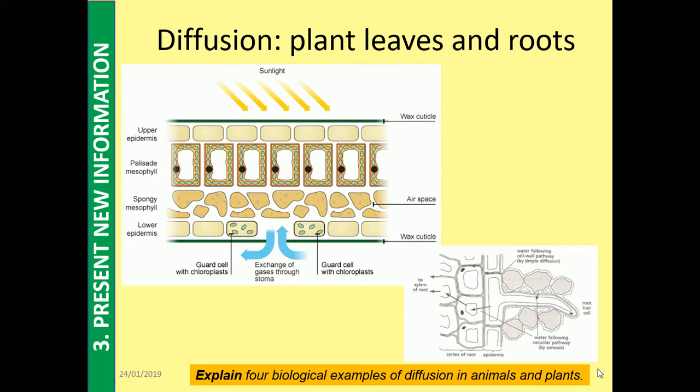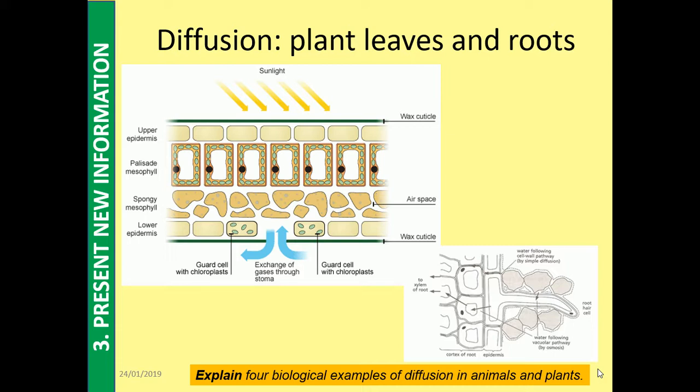And then we've got our last diffusion example, which is in the leaf of a plant. And in the plant we have the photosynthesizing cells, so it's the reverse reaction of respiration, and in those photosynthesizing cells we have oxygen being produced and carbon dioxide being used up. So let's start with carbon dioxide.